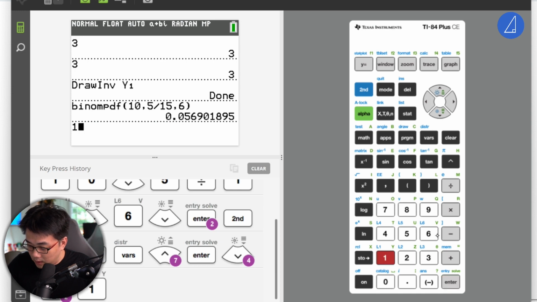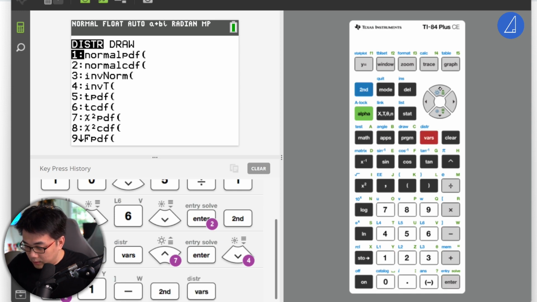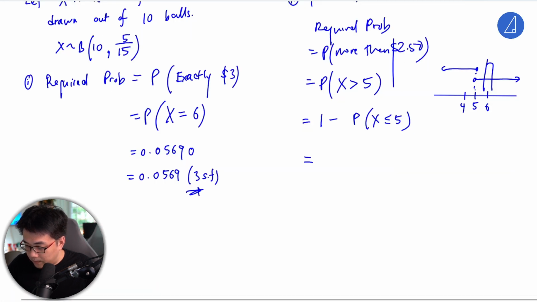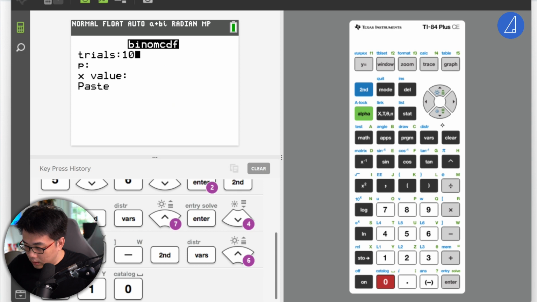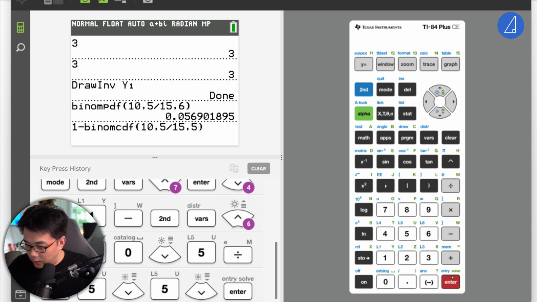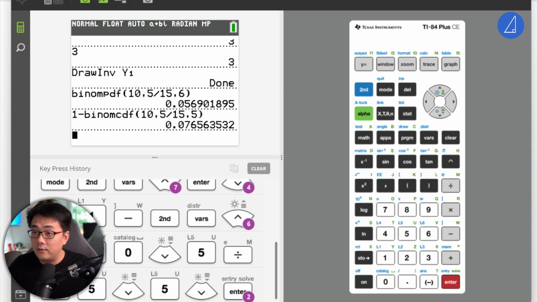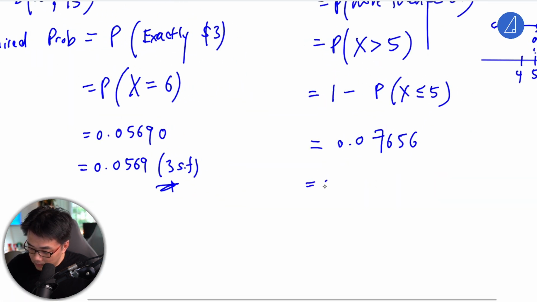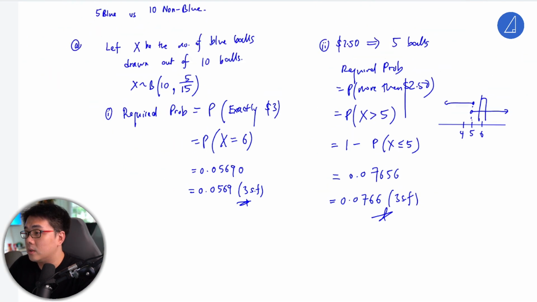So what you do is just 1 minus binomial distribution CDF. Then the trial will just be 10, this is 5 out of 15, and x value is 5. For CDF, we usually just put at most, so that will be 0.0765 to 3 significant figures. Okay. So that's one. Okay, great.